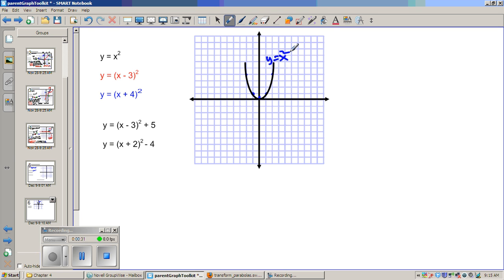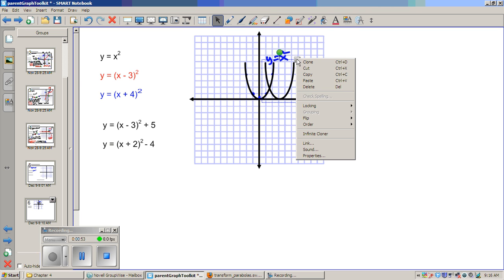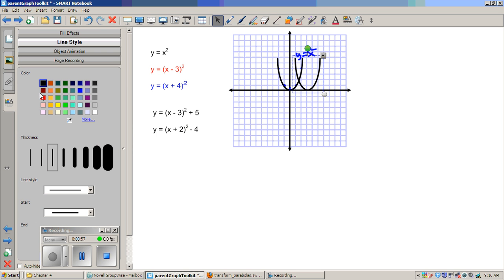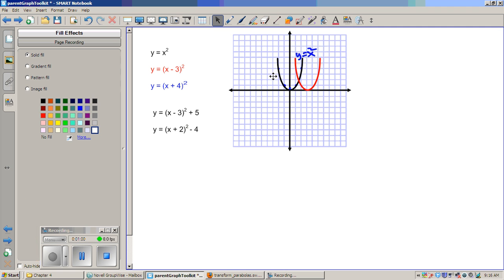Now, what we discovered in class was, if we were to take this parabola and put y equals x minus 3 squared into our calculators, what ended up happening was this parabola ended up right here. So this parabola is y equals x minus 3 squared, and all it did was move over to the right 3.